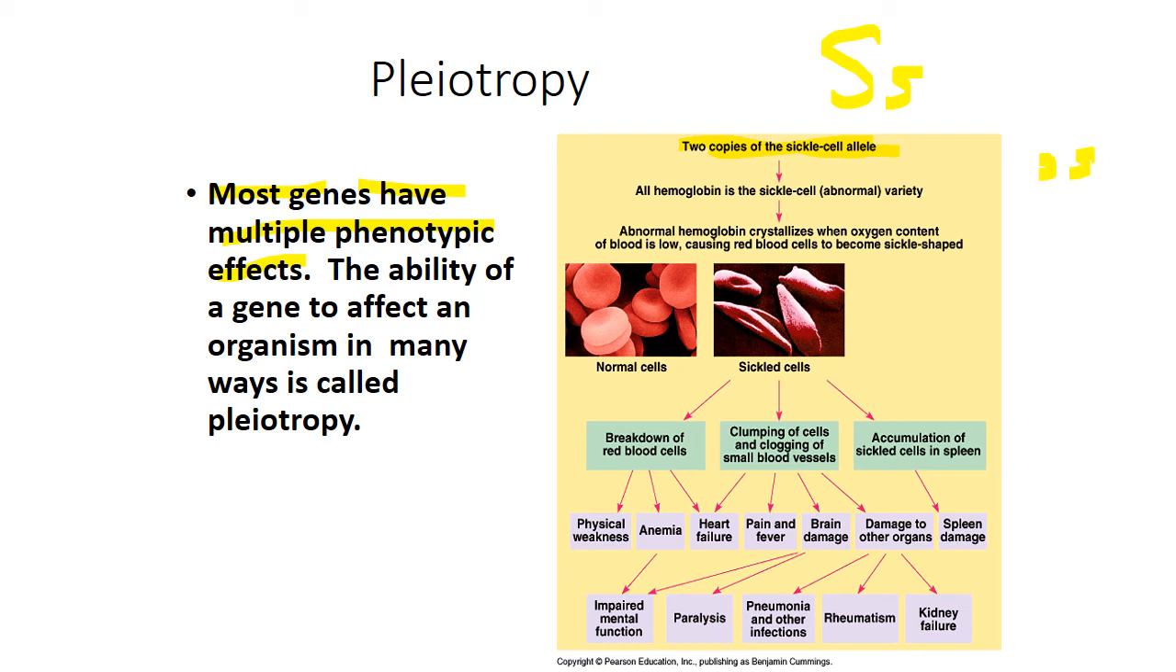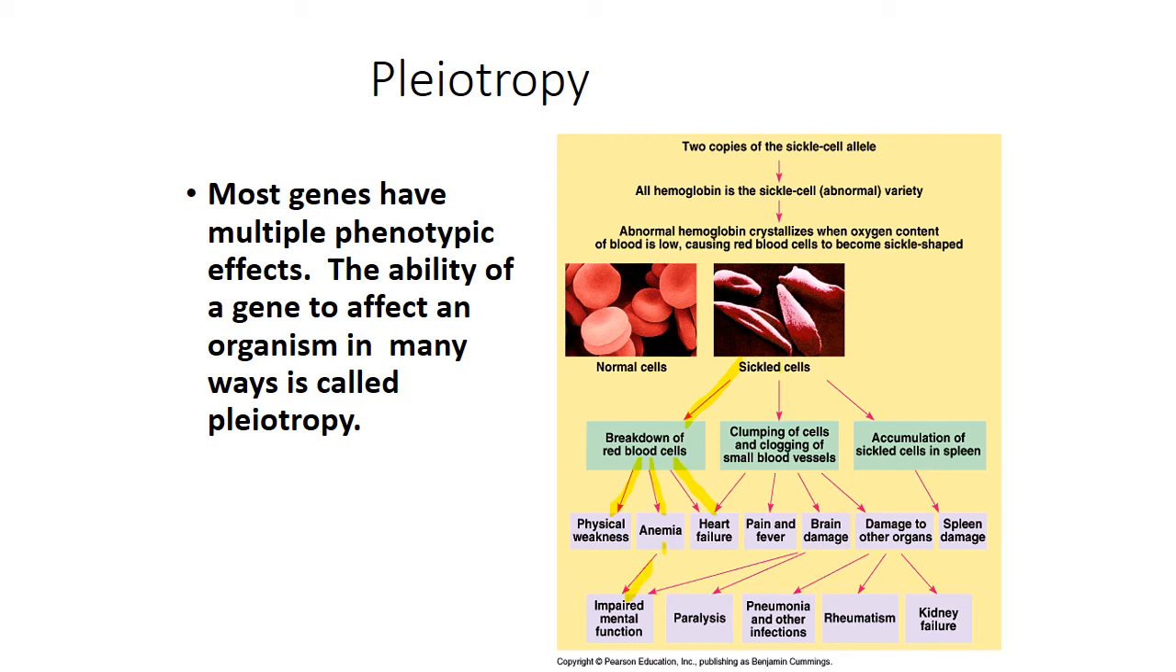So here we have our normal cells, and here are sickle cells. What ends up happening with sickle cell anemia is if the oxygen content is low, the red blood cell will become sickle-like and will freeze in that sickle shape. And we can have multiple phenotypic effects from this. We can get the breakdown of red blood cells, which can lead to physical weakness, anemia, and heart failure, and anemia can lead to impaired mental function.